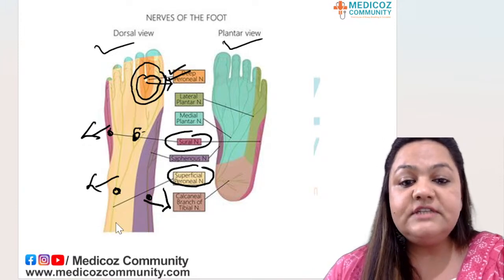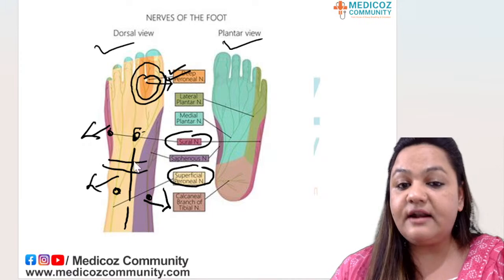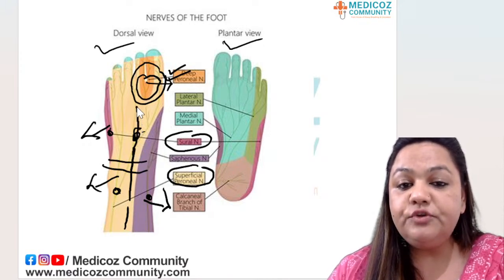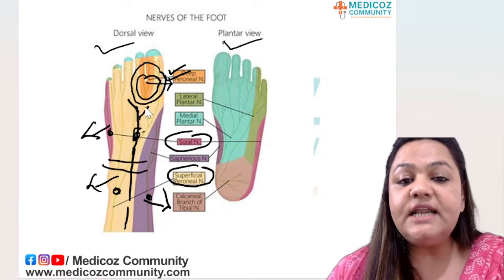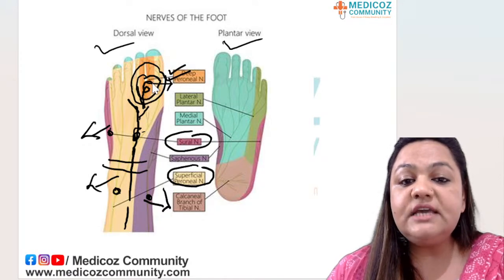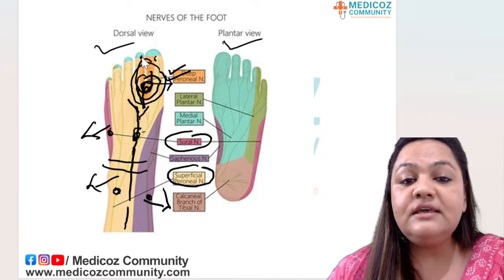Yes. Now this deep peroneal nerve enters the dorsum of the foot by passing deep to the extensor retinaculum. As soon as it enters the foot, it divides into terminal medial and lateral branches. The medial branch of the deep peroneal nerve supplies the interdigital space present between the great toe and the second toe.